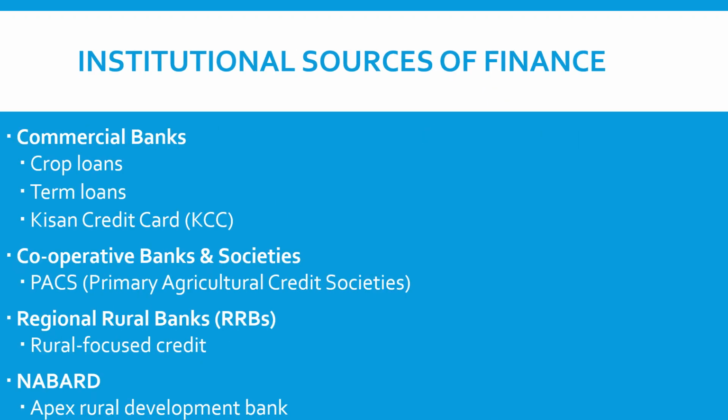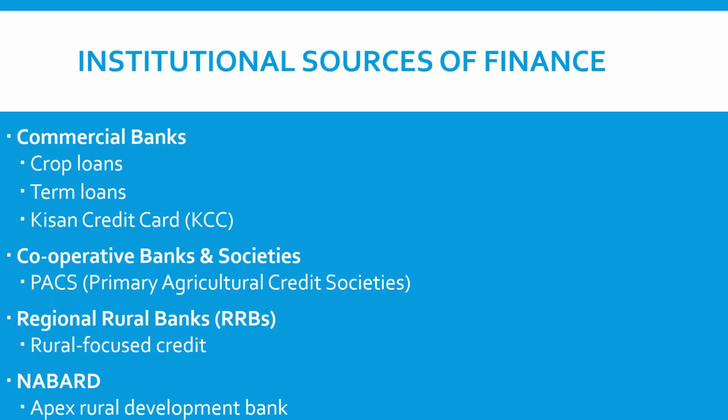Institutional sources of finance. Institutional sources are organized financial institutions regulated by the government. This includes commercial banks, cooperative banks, regional rural banks, and NABARD. Institutional finance is safe, regulated, and relatively cheaper. Now we will discuss one by one.